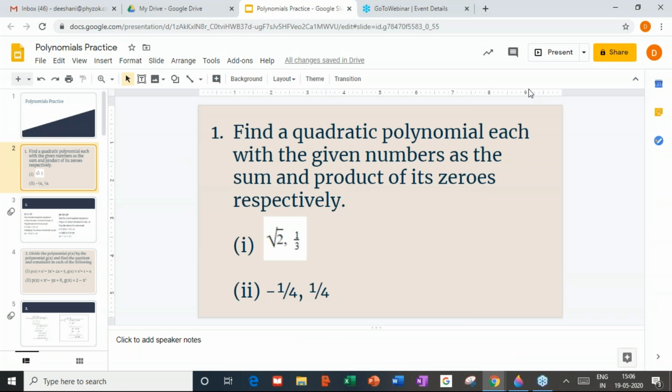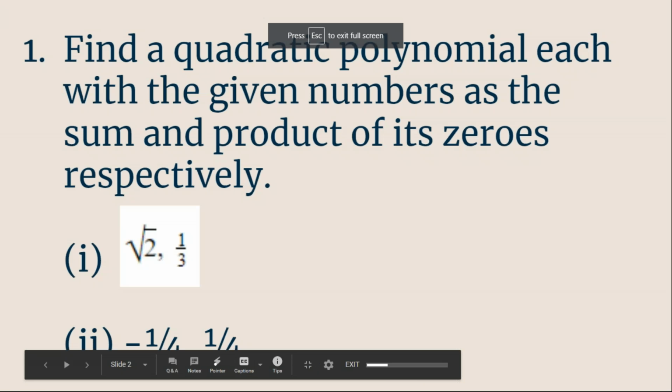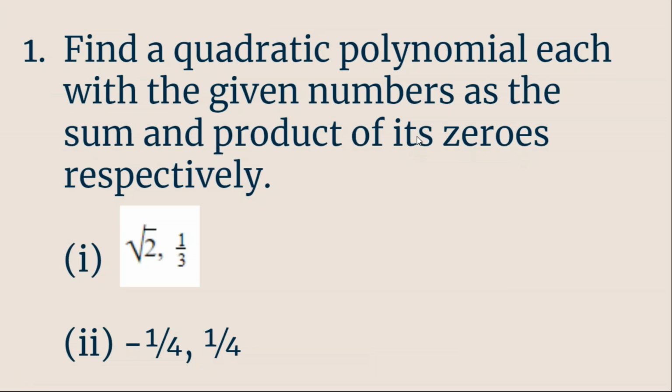Okay, guys, we'll start. I think you have already finished 2 sessions on polynomials, right? So you must be familiar with the basic concepts. We'll start with the first question. Find a quadratic polynomial, each with the given numbers as the sum and the product of its zeros respectively. Take the first subpart. The sum is root 2 and the product of the zeros is 1 by 3. Let's see who can solve this question, and you all can type your answers.